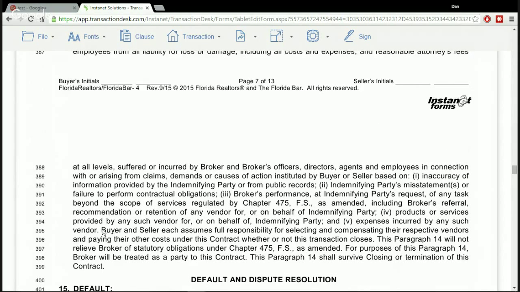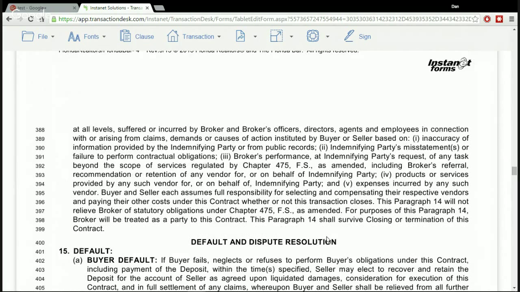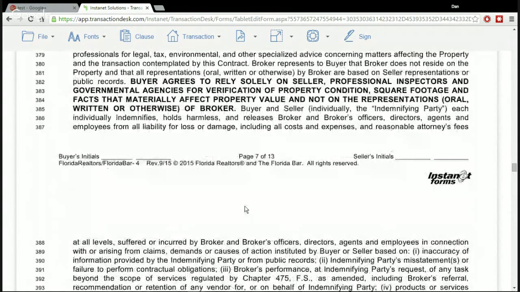So, buyer and seller each assumes full responsibility for selecting and compensating their respective vendors and paying their other costs under this contract. So what does this basically say? This basically says if the buyer or the seller relies on the agent to help find them contractors or inspectors or title companies or surveyors or whoever it is, that they're holding us harmless for their performance, and if anything comes out of that, they're holding us harmless for those kinds of things, those kinds of recommendations. In other words, it's ultimately up to them to search and hire those professionals.